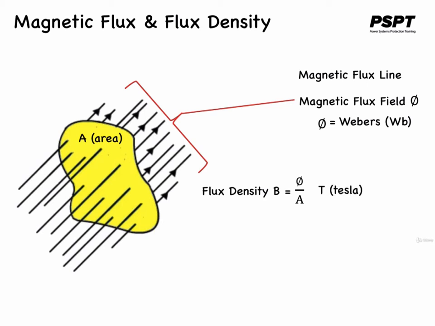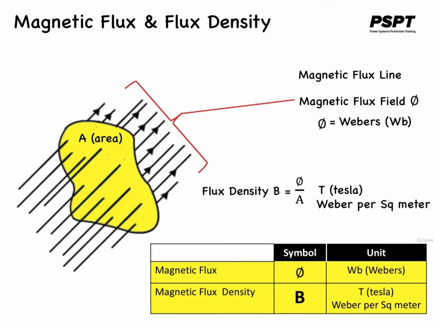In the SI system, this flux density is measured in Tesla, but mostly we just talk about Webers per square meter. And in summary, we have this chart, which is magnetic flux is indicated by the Greek letter phi, and the units are Webers, and the magnetic flux density is B or beta, which is measured in terms of a Tesla, or more simply Webers per square meter.